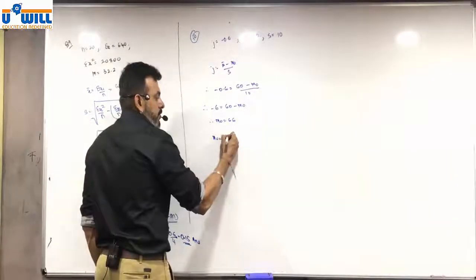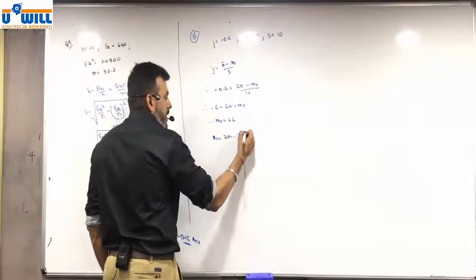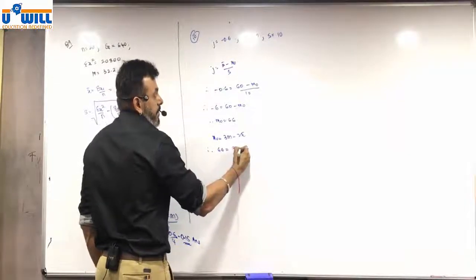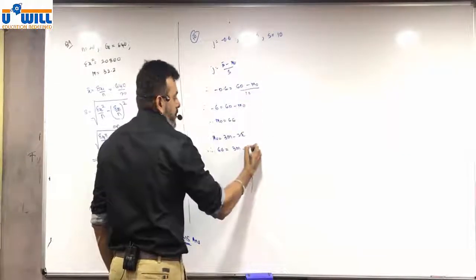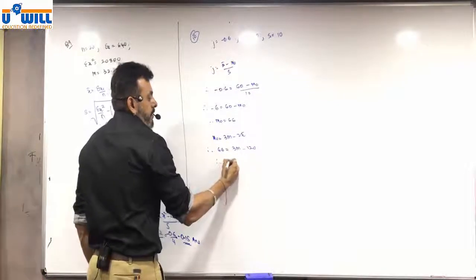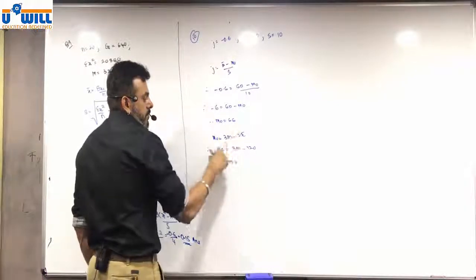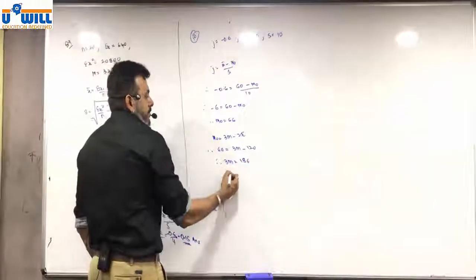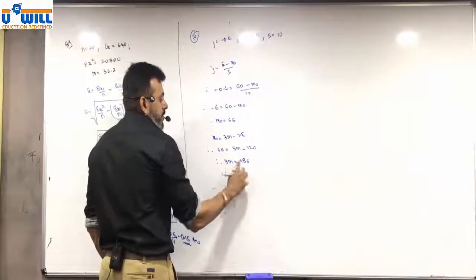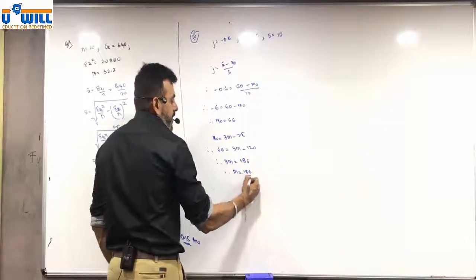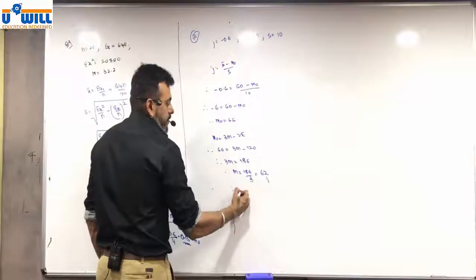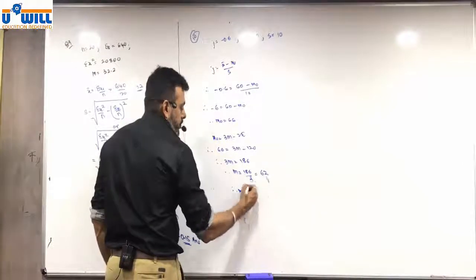Mode is equal to 3 median minus 2 x bar. Therefore, 66 is equal to 3m minus 2 x bar. So 120. Therefore, 3m is equal to 186. M is equal to 186 divided by 3, 62. Therefore, median is equal to 62.